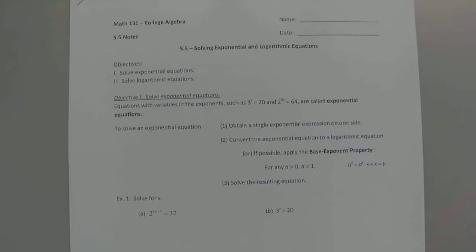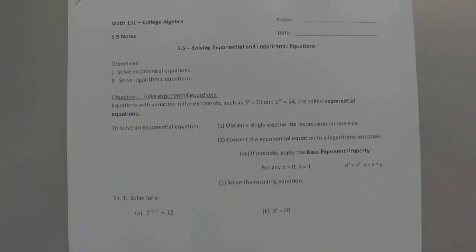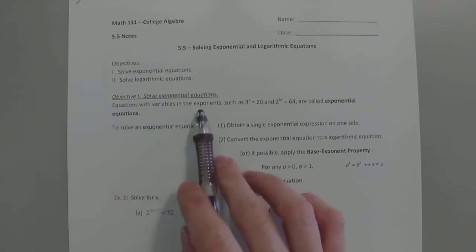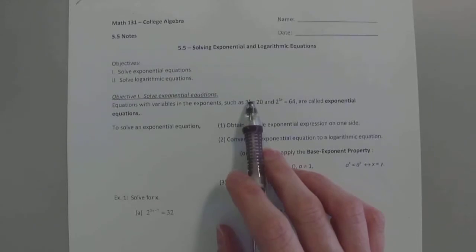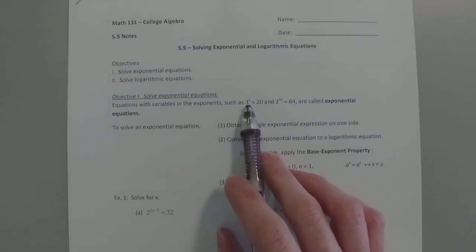So let's look at objective 1. Solving exponential equations. It says equation with variables in the exponent. So this is something new. We have a variable in the exponent now. How do we get that x down? You can't take an xth root. There's no such thing.